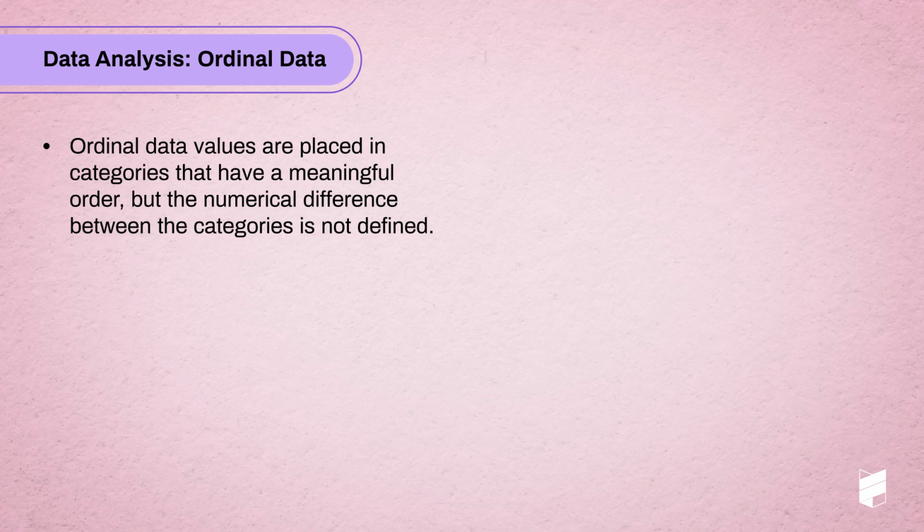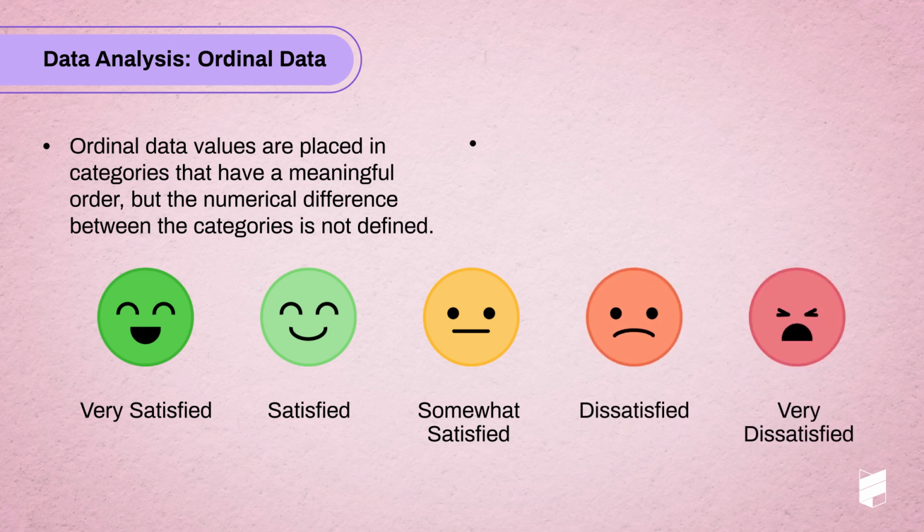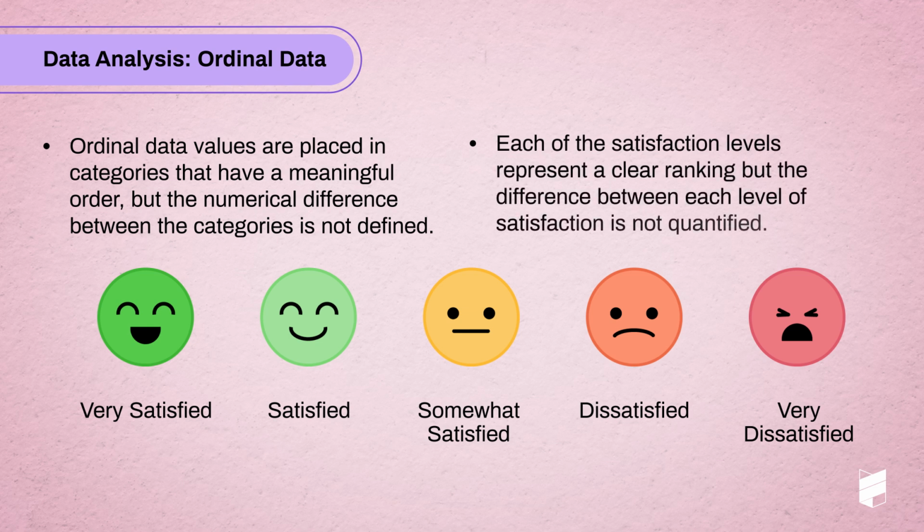In the given survey results, students' satisfaction levels are grouped into ordered categories such as very satisfied, satisfied, somewhat satisfied, dissatisfied, and very dissatisfied. These categories represent a clear ranking from the highest level of satisfaction, very satisfied, to the lowest level of satisfaction, very dissatisfied. However, the difference between each level of satisfaction is not precisely quantified in numerical terms.